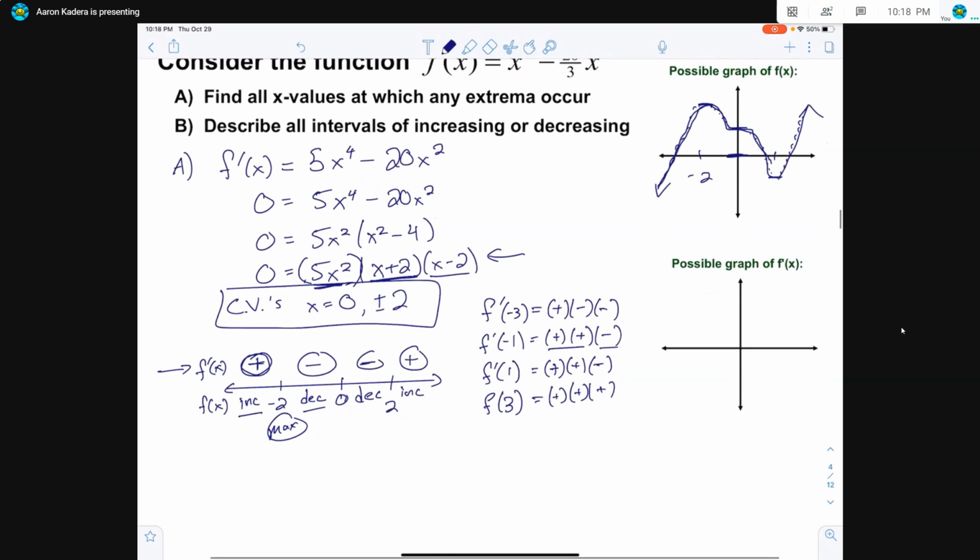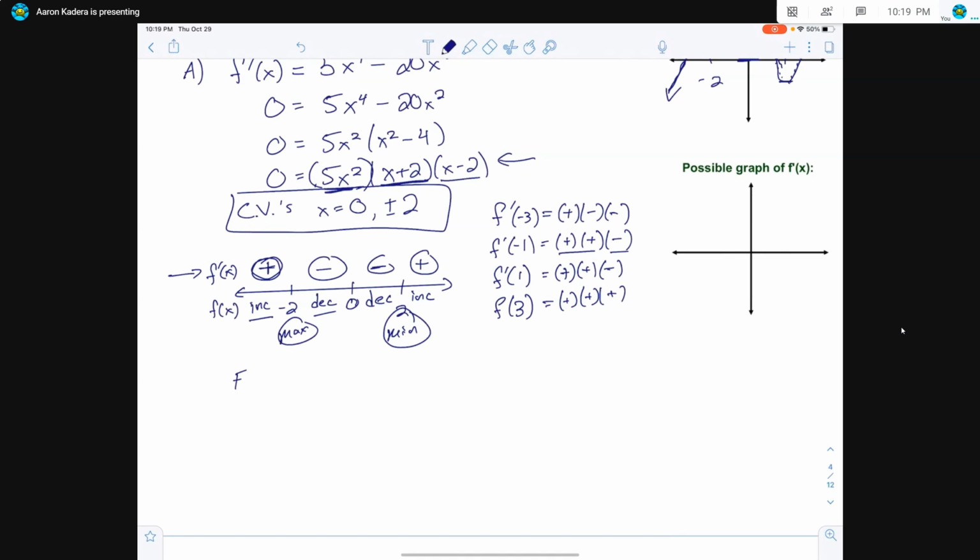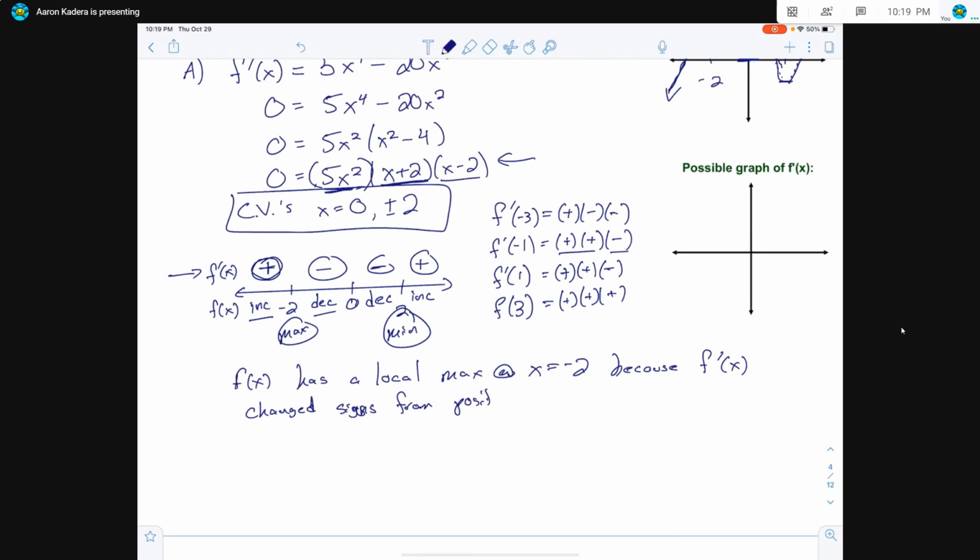So I can use all those just to say that I probably have a minimum value right here. In fact, I can say that for sure. I can say f of x has a local or relative max at x equals negative 2 because f prime of x, I'm being very specific, I didn't say the function, f prime of x changed signs from positive to negative. And that's basically exactly what the first derivative test says.